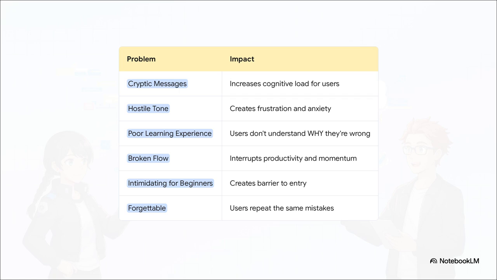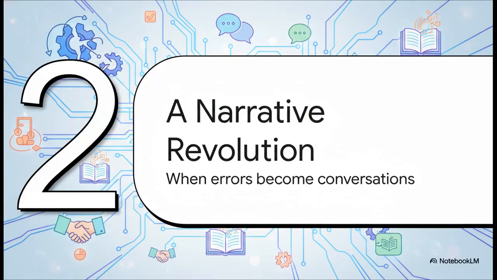Bad error handling doesn't just annoy us. It makes us repeat the same mistakes over and over because we never learned why we were wrong in the first place. Okay, so that's the problem. What's the fix? Well, it's a completely different way of thinking about mistakes. It's what we're calling a narrative revolution, where an error isn't the end of the road. It's the start of a conversation.